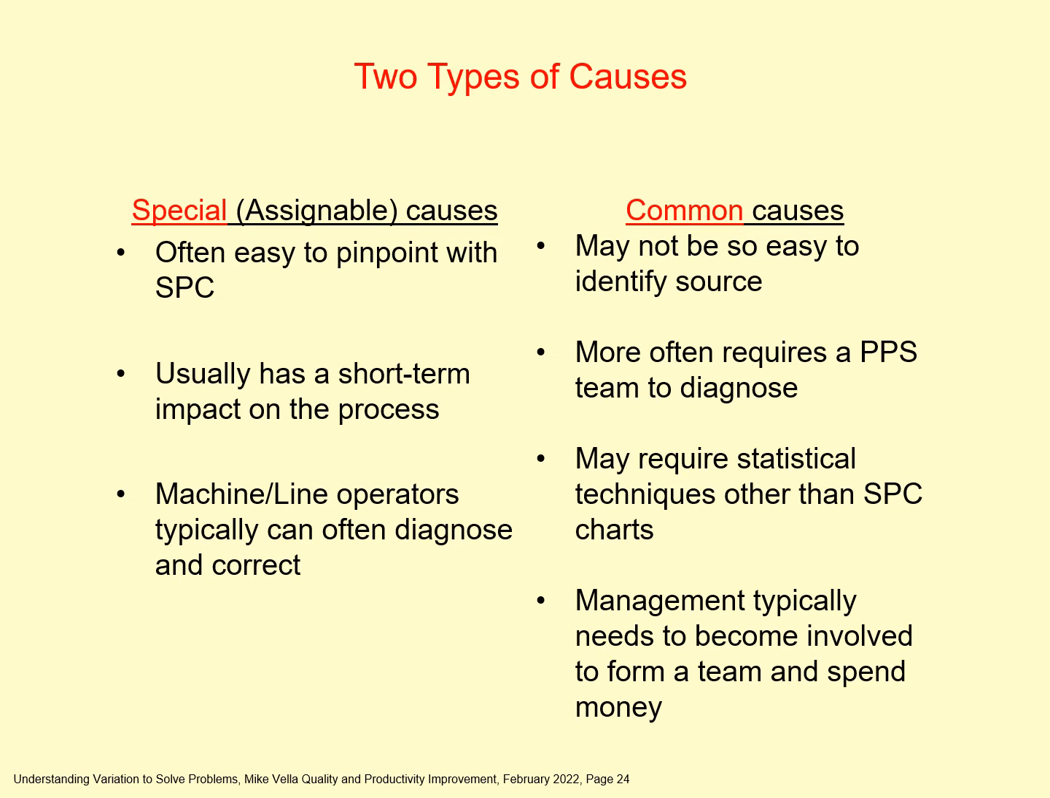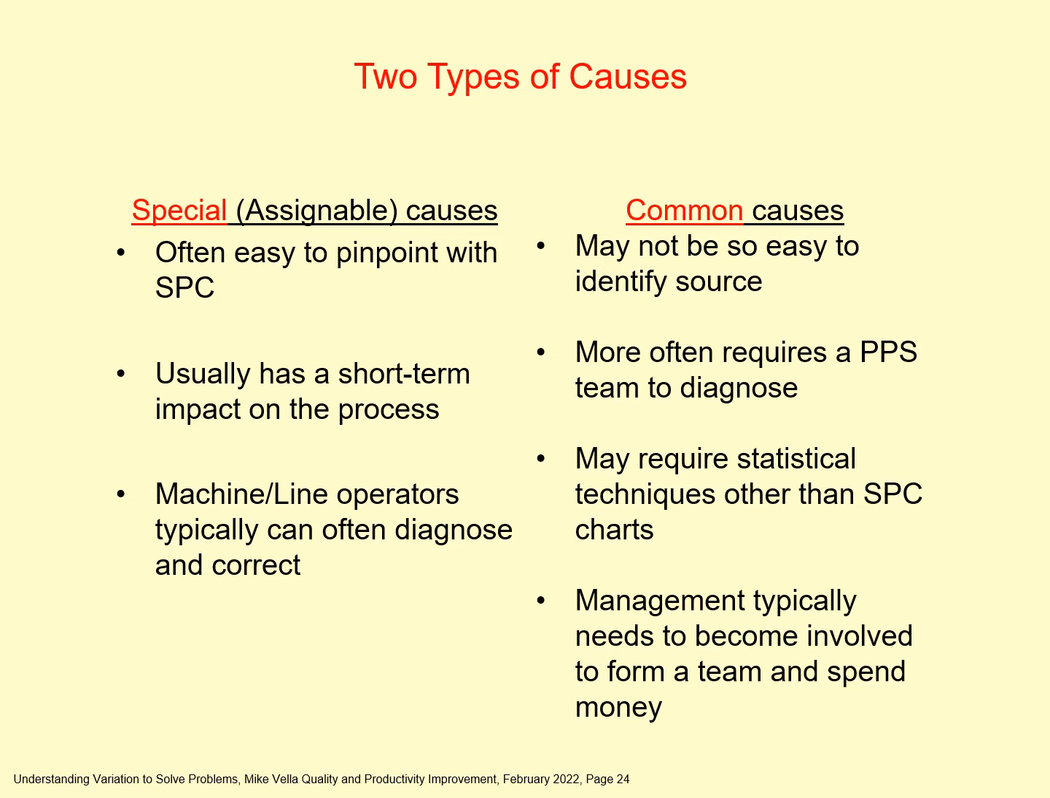So two types of causes. Special cause is often easy to pinpoint with SPC. Remember, I've given you those 3 rules. It usually has a short-term impact on the process unless it's left to continue. And machine line operators can typically diagnose those situations because they know really what's going on.